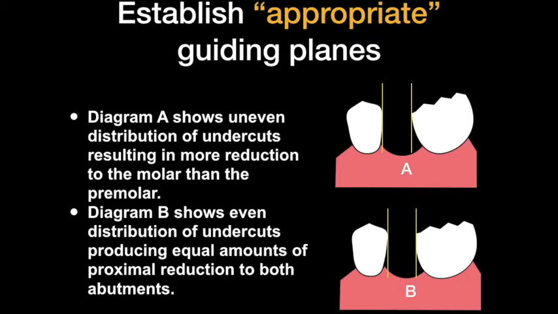However, if you see diagram B, if you tilt to some degree, then you don't really need to reduce a lot on the molar. You can distribute the grinding on the premolar and the molar to get a desired path of placement. So you don't want to prep only on one tooth. You want to distribute the adjustment over the others, so that you don't over-reduce some of the tooth's proximal plate.